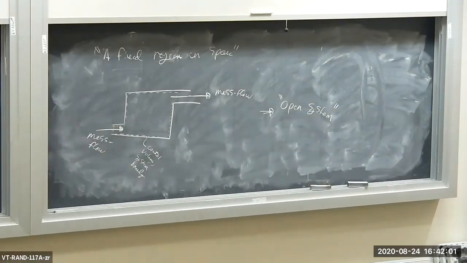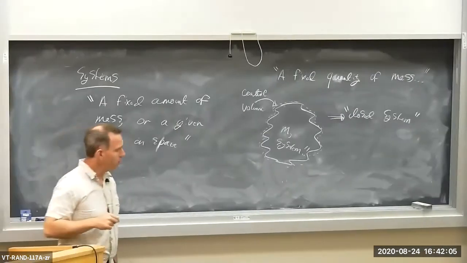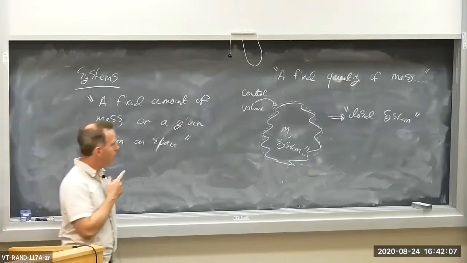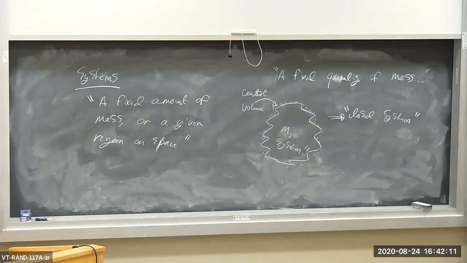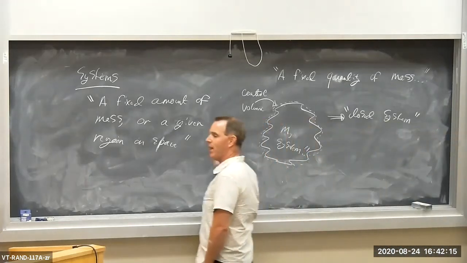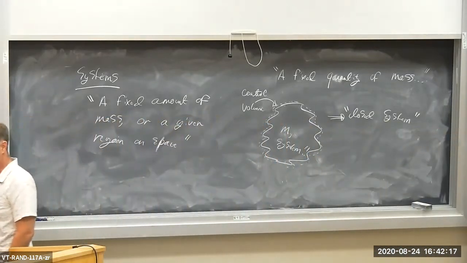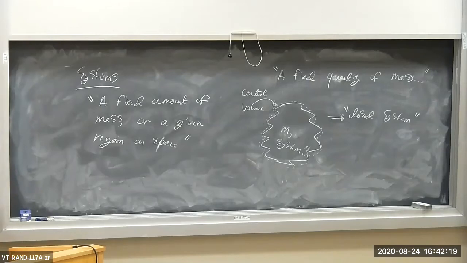Open system, we have mass crossing the system boundary. Closed system, we have no mass crossing the system boundary. In other words, the system is always the same fixed mass for a closed system. Two different kinds of systems.